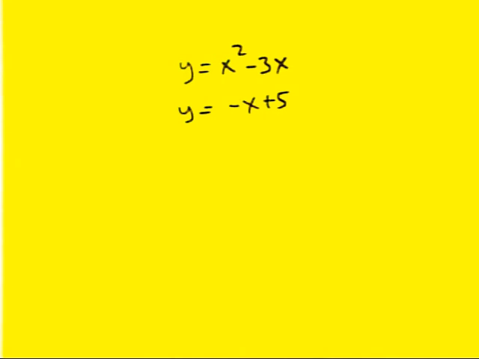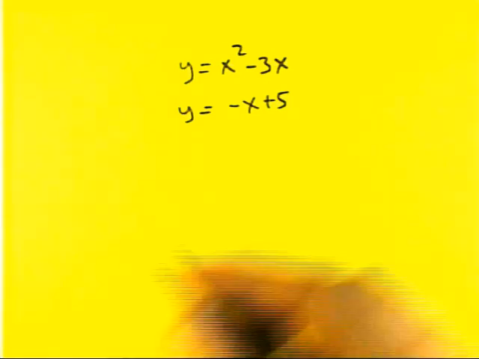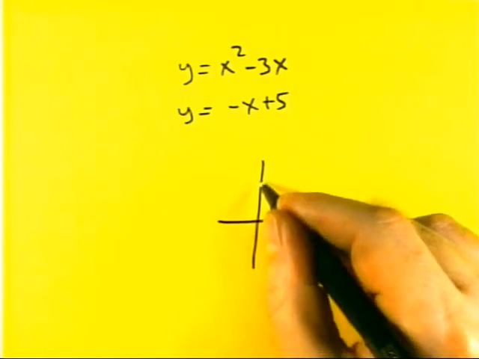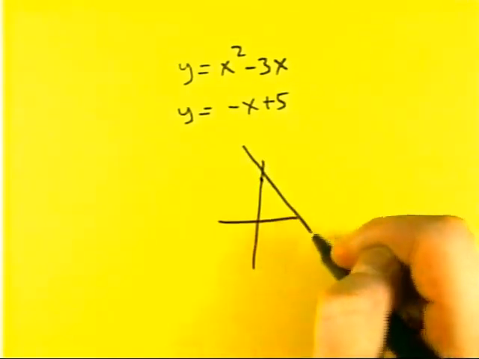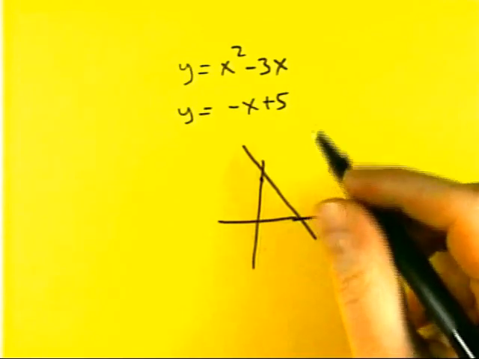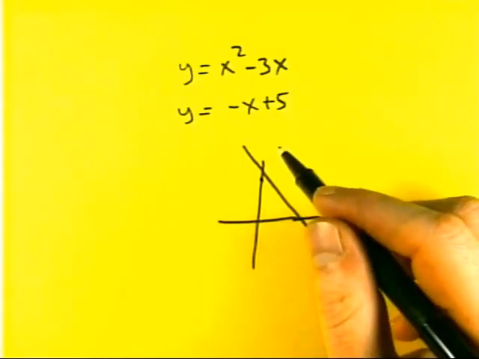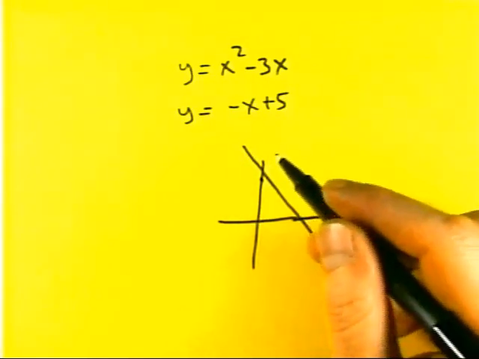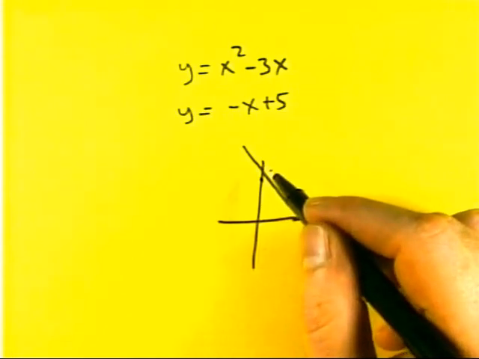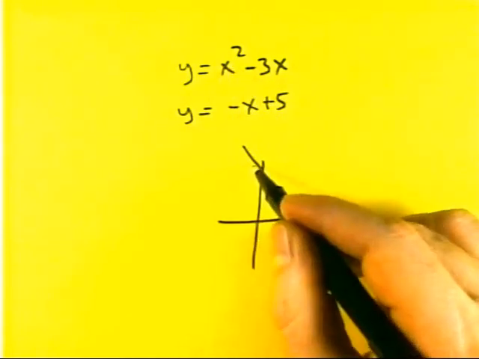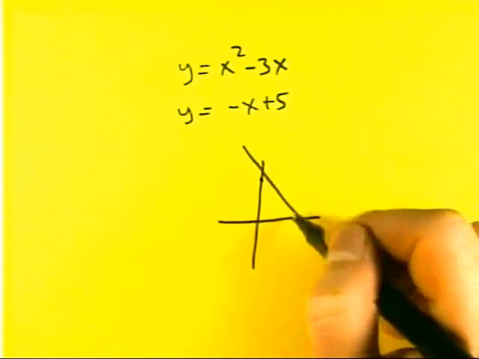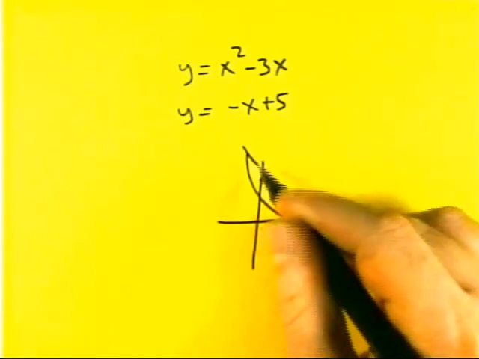Negative x, so it's going to be going that way. Plus 5 moves it up 5 on the y-axis. So we're at 5, and it's a negative slope, so it's going to go that way. And then your x squared minus 3x is a parabola. So which one's on top? Your negative x plus 5 is on top. If it looks like that, wherever they intercept, which you'll find out in a second, it's going to look something like that.